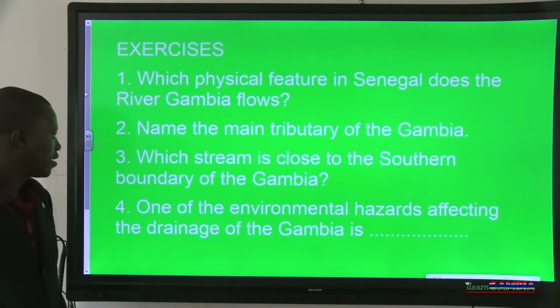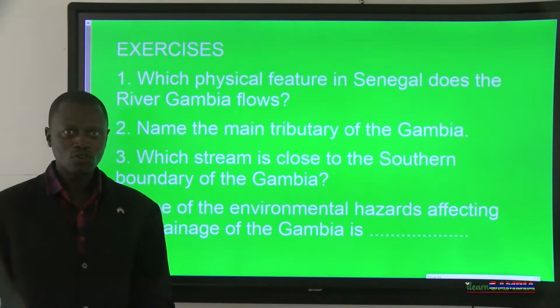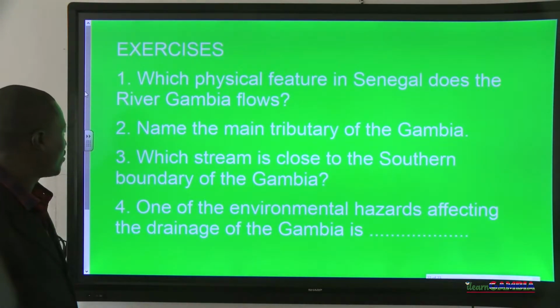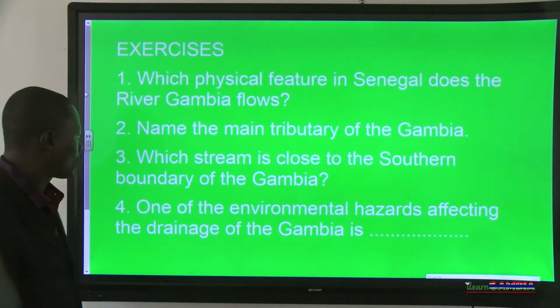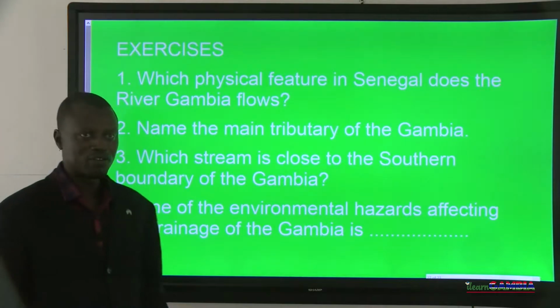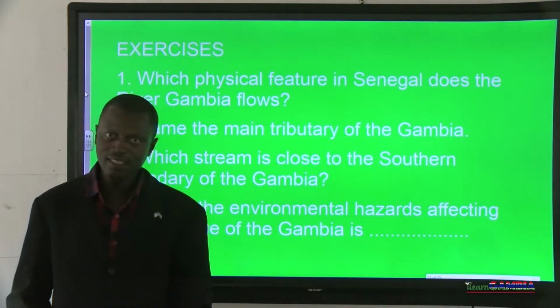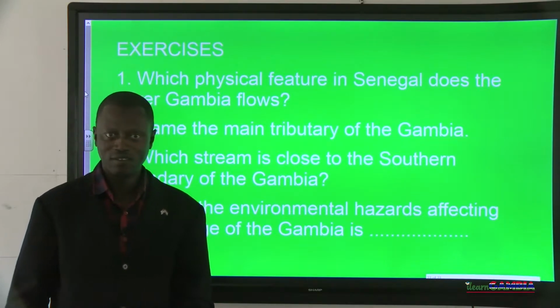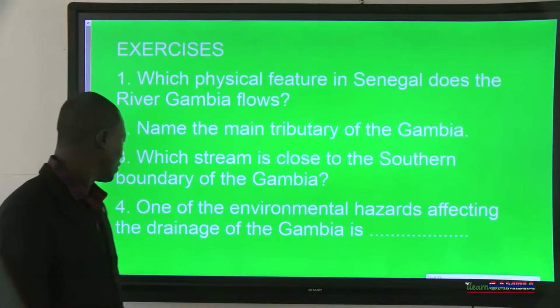Number 3, which stream is close to the southern boundary of the Gambia? The answer for question 3 is the Halahin Bolong, or the Halahin Creek.